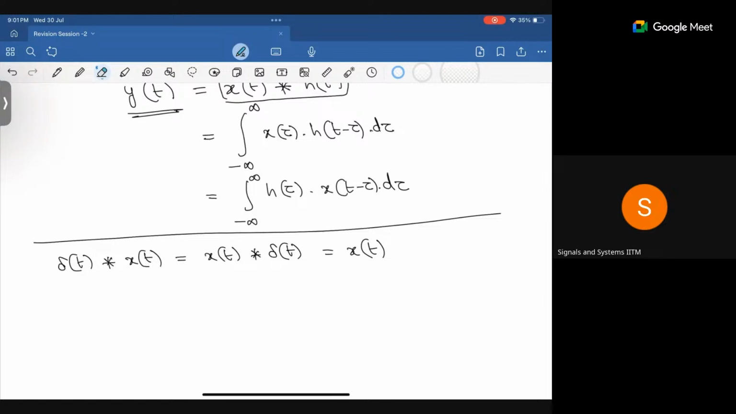Hope all of us are on the same page. Is there any confusion here? Is this okay? All right. Then, when u of t convolves with u of t, it will result in the ramp.